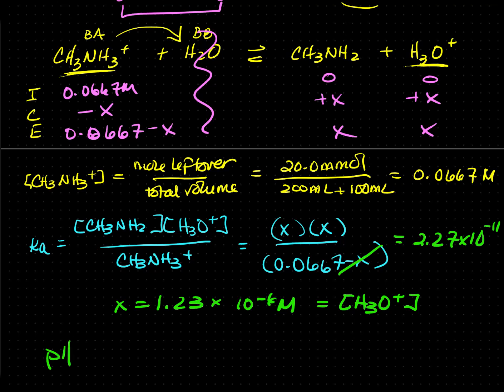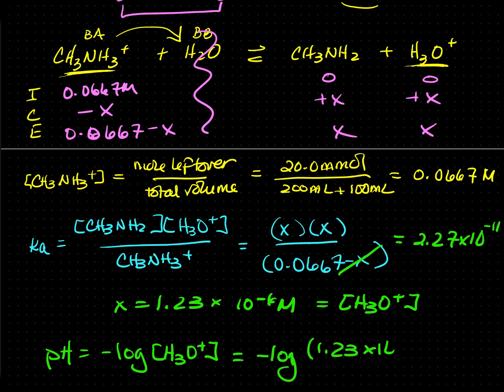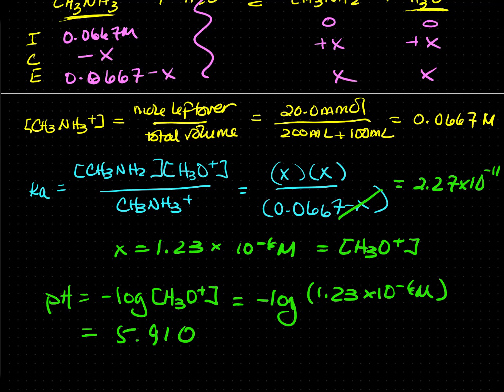So now I'm going to find the pH. pH is equal to negative log of my hydronium ion. So this is negative log of 1.23 times 10 to the negative 6 molar, 5.910. So the biggest thing to note is at the equivalence point, the moles of the acid and the base cancel out, so there's no remaining and the conjugate pair exists.